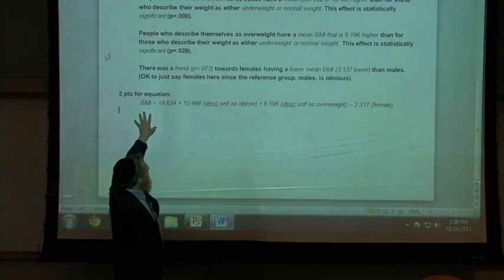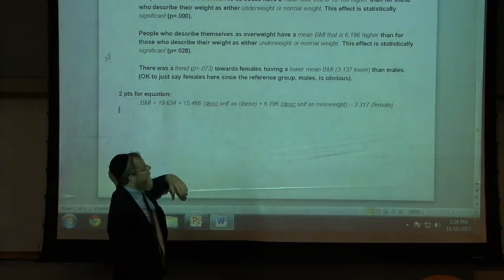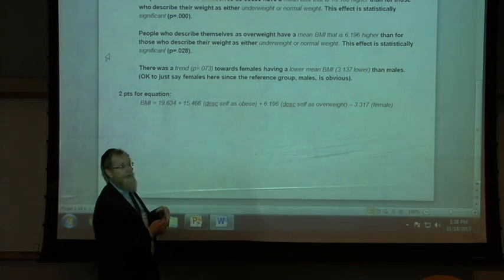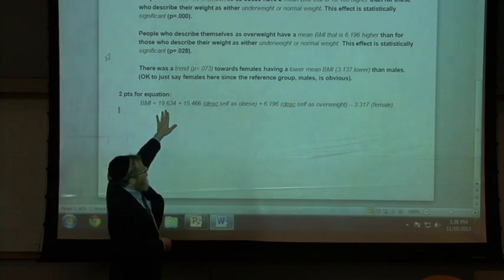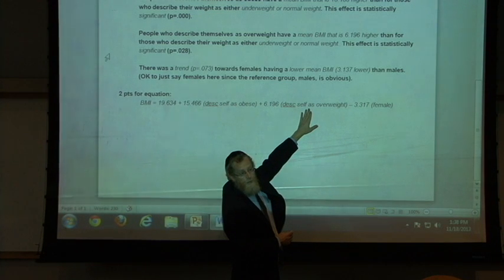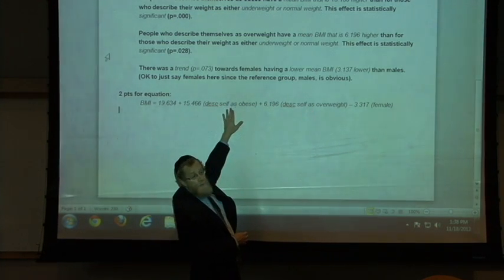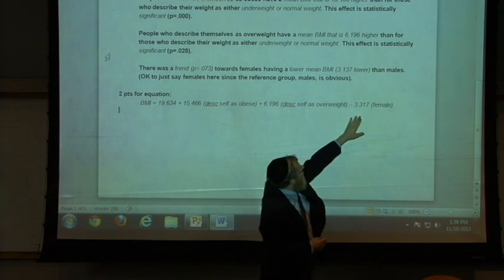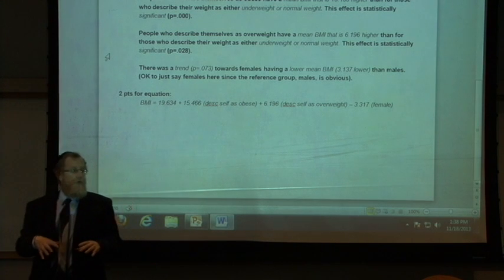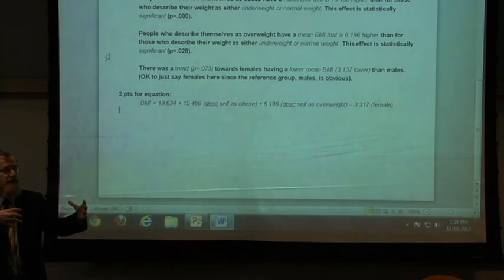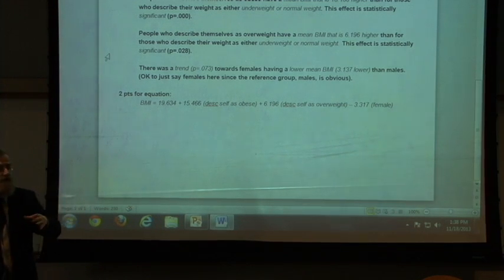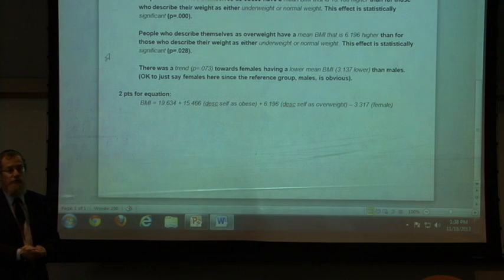So to get the mean BMI for a person who describes them, let's say it's a female describing herself as overweight. So to estimate their BMI, we would take the constant plus the 6.196 because this variable is 1. We'd skip over this because the variable would be 0. And then here, female would be 1, so we'd have to subtract off the 3.317. So in order to come up with what our predicted or what our best estimate is of a mean BMI for certain characteristics of patients, we have to have that whole equation, and that includes the constant.